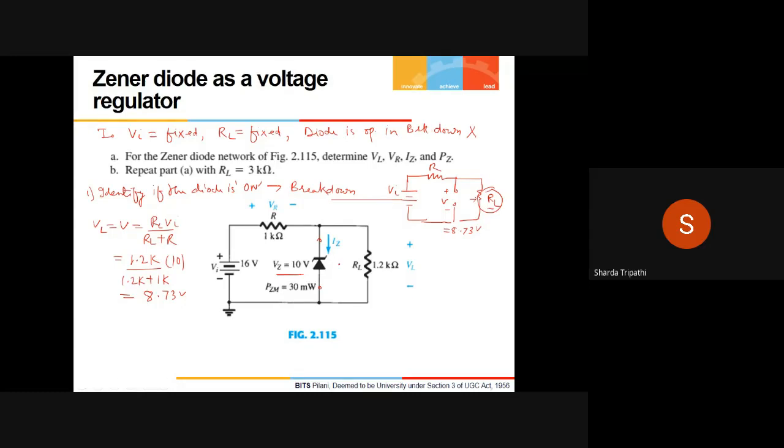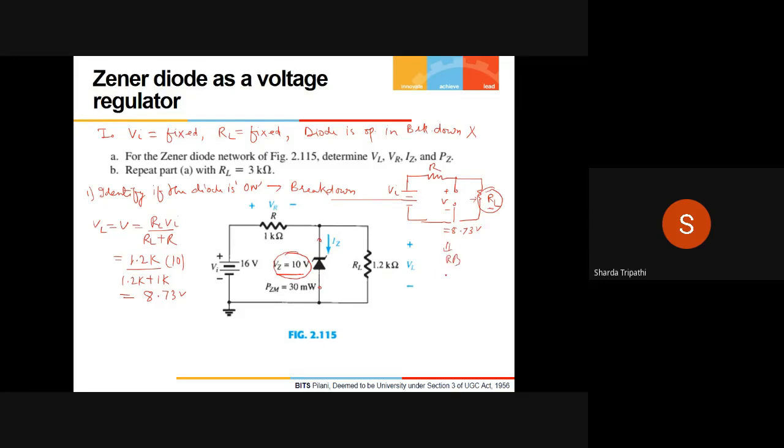But how much voltage is needed to go into breakdown? The voltage needed to go into breakdown is equal to 10 volts. So this means that in the first case, when RL is 1.2 kilo ohms, the diode is not operating in the breakdown region. So if the diode is not operating in the breakdown region, then it's in the reverse bias region.